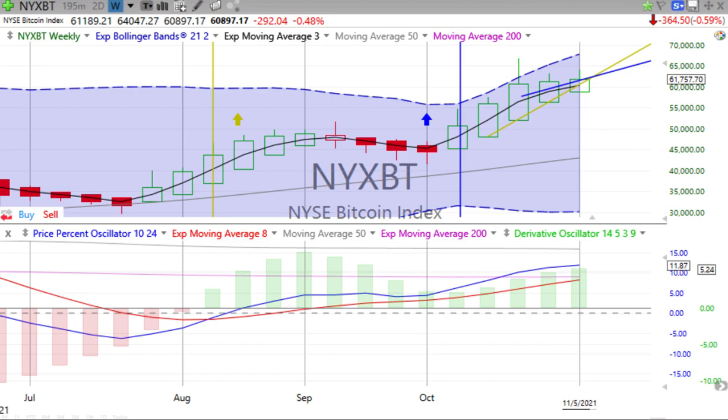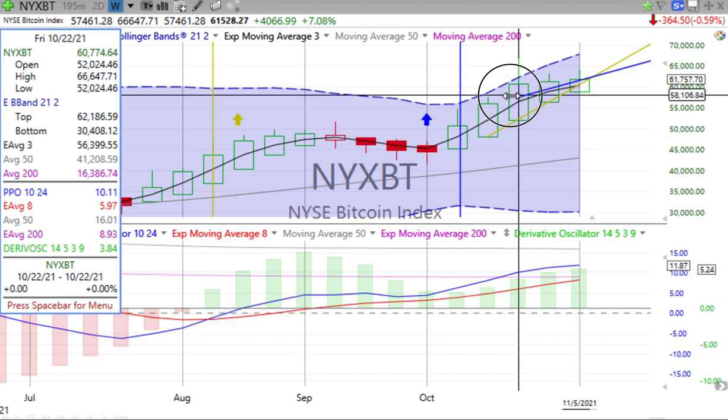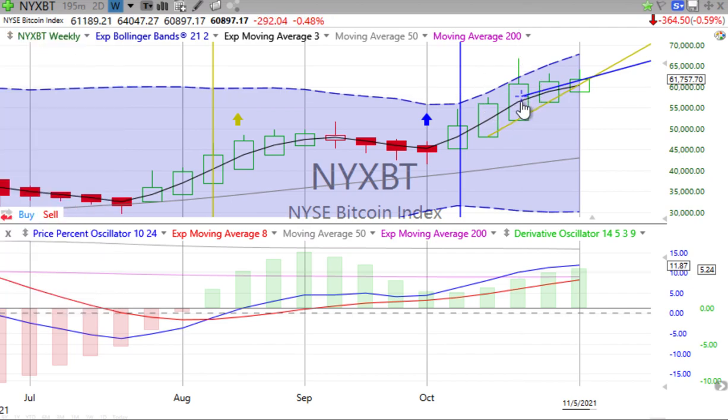Lastly, we go to Bitcoin. Bitcoin, what is it doing? Down for the day, 0.59%. Now, very interesting what we see happening. Bitcoin, of course, topped most recently on the week ending the 22nd of October. It has been slowing down over the course of this next week. Derivative oscillator still moving up a little. Price percent oscillator, you can just see it flattening.